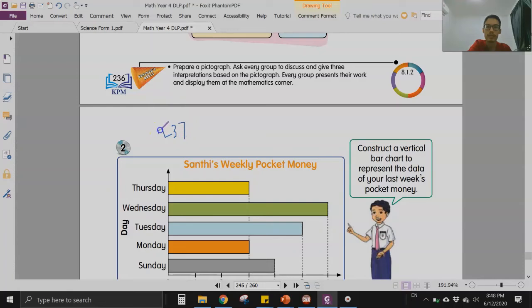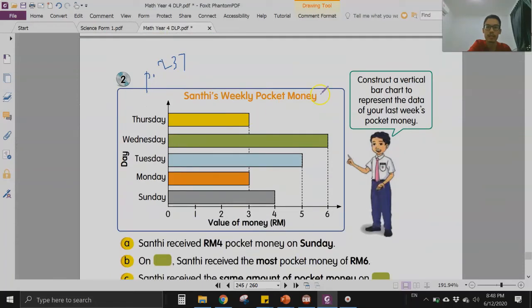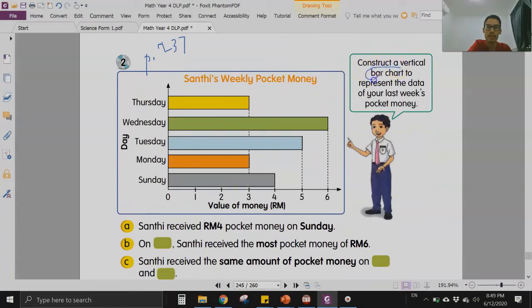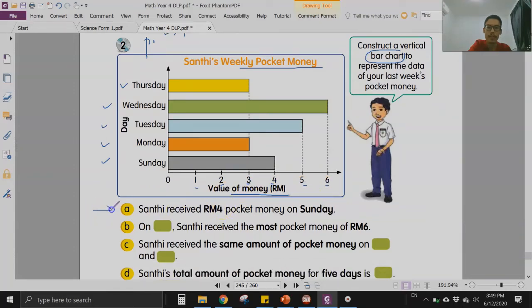Okay, let's look at page 237. Okay, this is page 237. Okay, this is another bar. Okay, this is a bar chart. Bar chart. Weekly pocket money. So we have Thursday, Wednesday, Tuesday, Monday, Sunday. And then this is the value of money in ringgit, 1 ringgit, 2 ringgit, 3 ringgit, 4 ringgit, 5 ringgit, 6 ringgit.